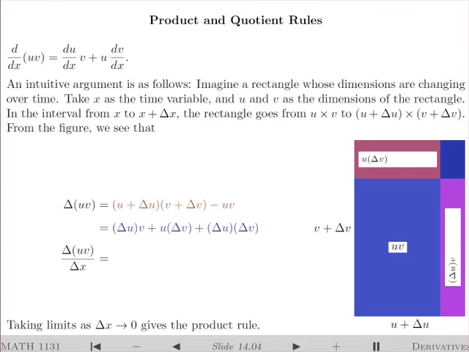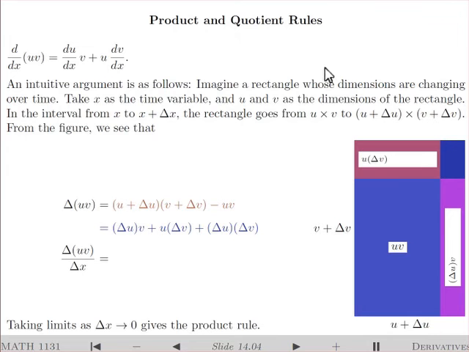So basically, if you think algebraically, the change in u times v is u plus delta u times v plus delta v minus the original value uv. You FOIL u plus delta u and v plus delta v. The first term in the product will be u times v. We subtract that off. What's left is the increase in the product, the change in the product. Now I need to find its rate, so I divide that by delta x.